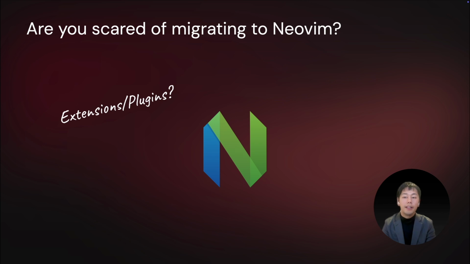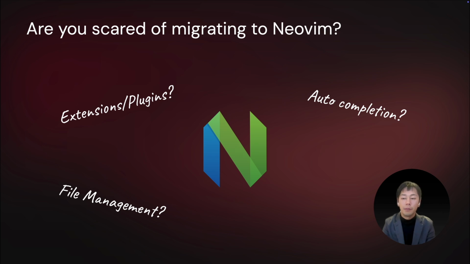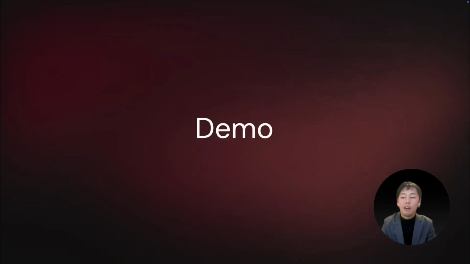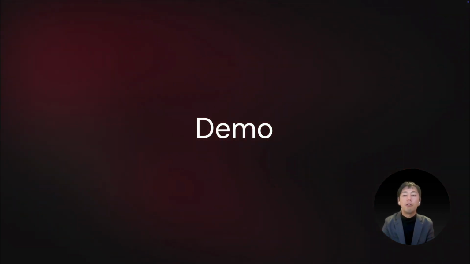But some people may think like this. Are there enough extensions or plugins compared to VS Code? Is autocompletion as good as VS Code? How do you manage files on Neovim? Can I use AI like Copilot or something? So, in this talk, I'd like to share with you my workflow with Neovim.